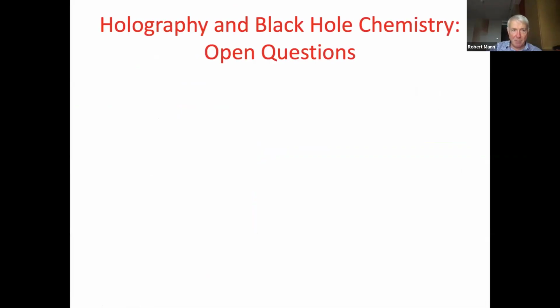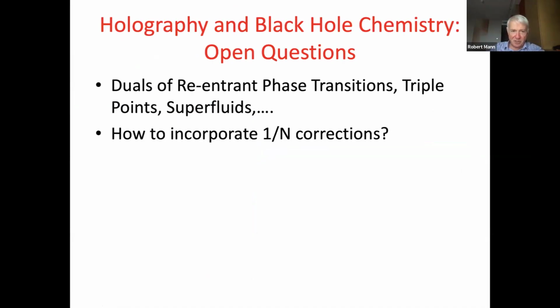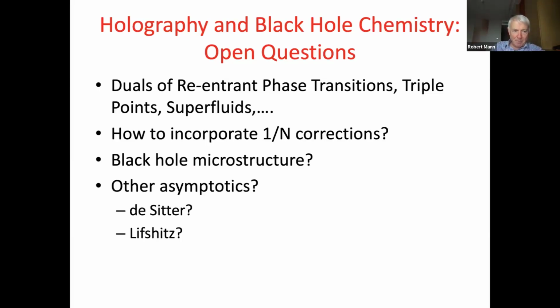Well, I'm going to close off here. I'm almost out of time. There are a number of open questions about the holographic black hole chemistry in these doubly holographic black holes. What are the duals of all the bulk phenomena: triple point, superfluids, reentrant phase transitions? How do we incorporate higher order corrections in the CFT, the 1 over n corrections? What is holography telling us about black hole microstructure? Can we generalize this to other asymptotics?